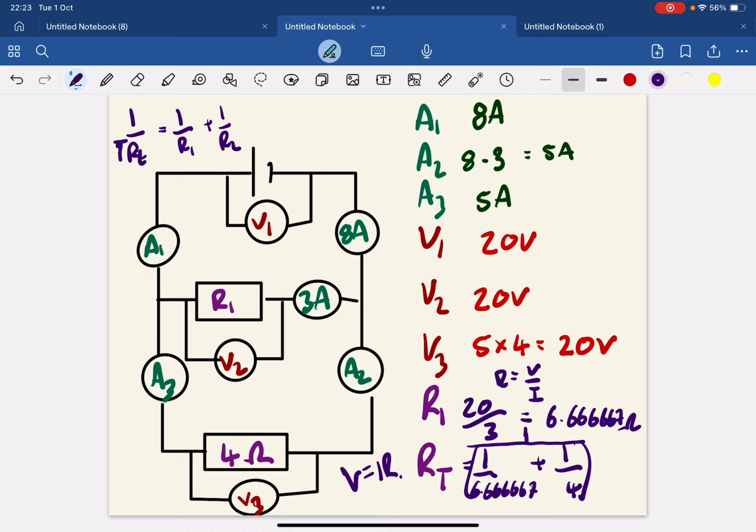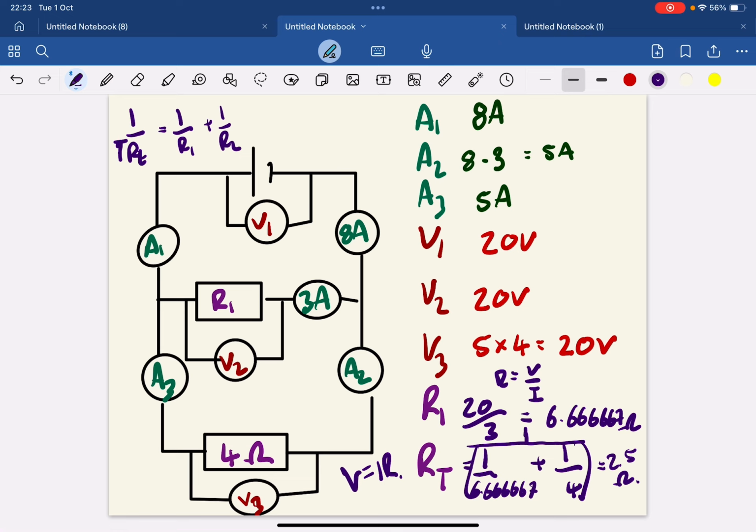And if we just put that into a calculator, 1 divided in brackets by 1 divided by 6.666667 plus 1 divided by 4 close brackets, we should get an answer of 2.5 ohms. So that's our total resistance in this circuit.